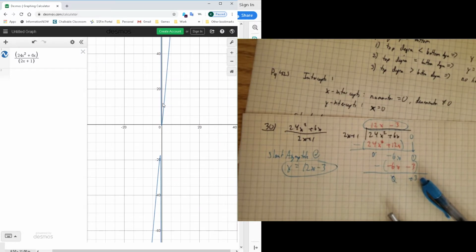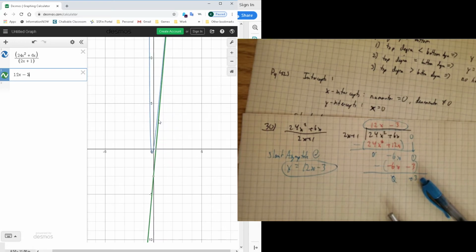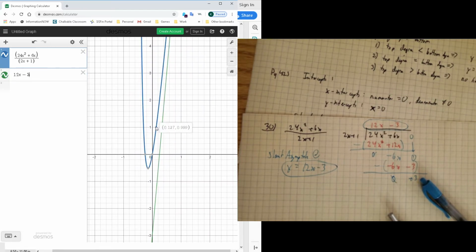So if I zoom out a little bit, you can clearly see how there's a slant to this thing. It's not clearly an up and down asymptote or a left or right asymptote. There's clearly a slant going on here. And where is that slant? Well, it's at 12x minus 3. Look at that. I'm going to zoom in a little bit so you can see a little better. Look at this.